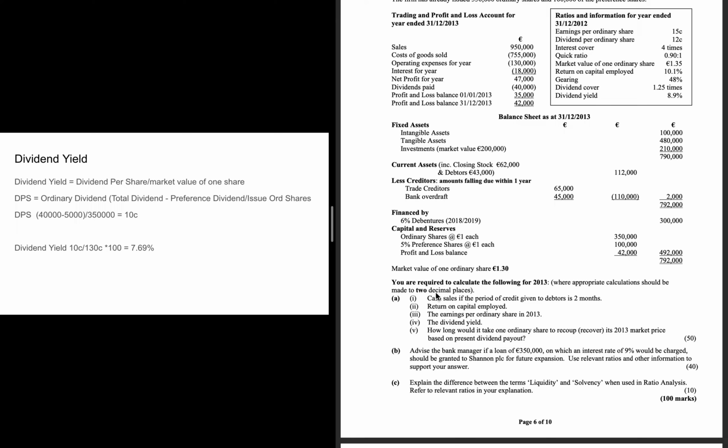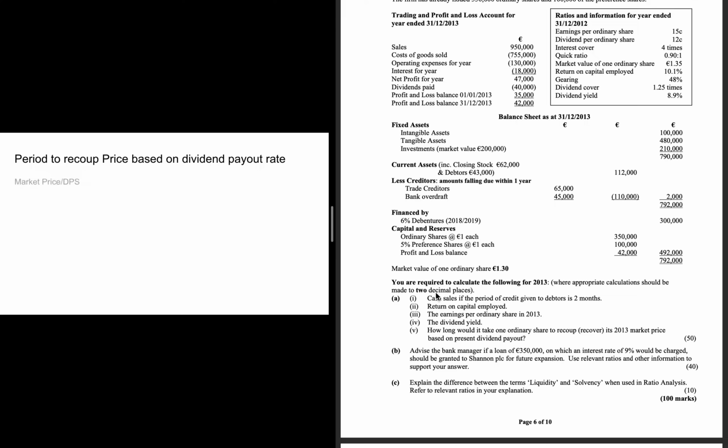This last one then, how long it would take one ordinary share to recoup its market price based on present dividend payout. So that's the formula I told you to write down extra on your sheet. So it's market price over DPS. If you're asked on present earnings rate, it's the price earnings ratio you use. If you're asked on present payout rate, dividend payout rate, you use DPS. So it's market price either over EPS or DPS. So in this case, it's dividend payout rate, so it's over DPS. So 130 is the share price, 10 cent is the dividend per year, so it's going to take 13 years to get your money back. So that's part A done.